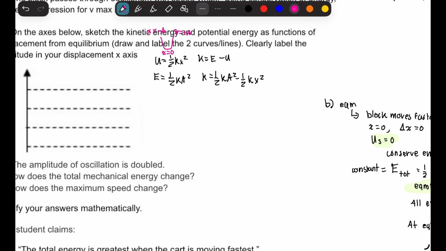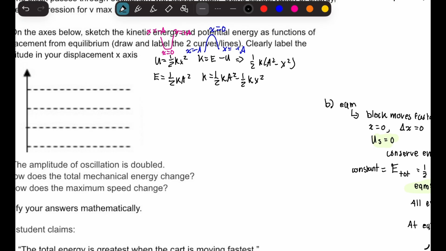Now for your kinetic energy, you're going to have also a parabola, but it's going to be opening downward. So your max is at x equals 0, x equals negative A is going to be a min, and x equals positive A is going to be a min as well, your mins on your right and your left. So this can also be written as an equivalent form of 1/2 k (A squared minus x squared).